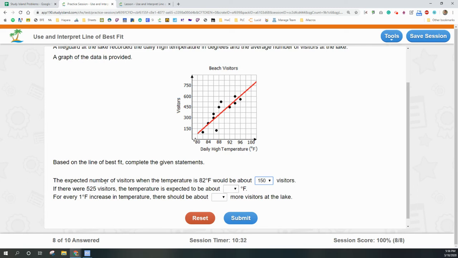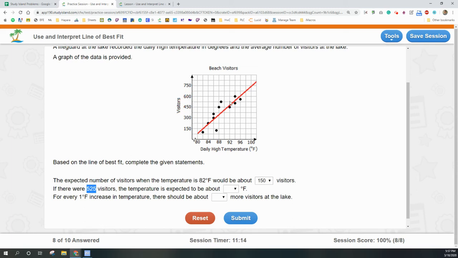Well, we're doing the same thing we just did, except we're finding 525 visitors on the y-axis rather than finding 82 degrees Fahrenheit on the x-axis. So where's 525 visitors? Visitors is on the y-axis. We look for 525. Well, we go from 150 to 300 to 450 to 600. Clearly 525 is in between those two. Exactly where? Exactly halfway, because these are 150 apart. 450 plus 75 gets us 525, and another 75 gets us to 600. So every one little space on this y-axis is worth 75 visitors. So 525 is exactly halfway between 450 and 600.